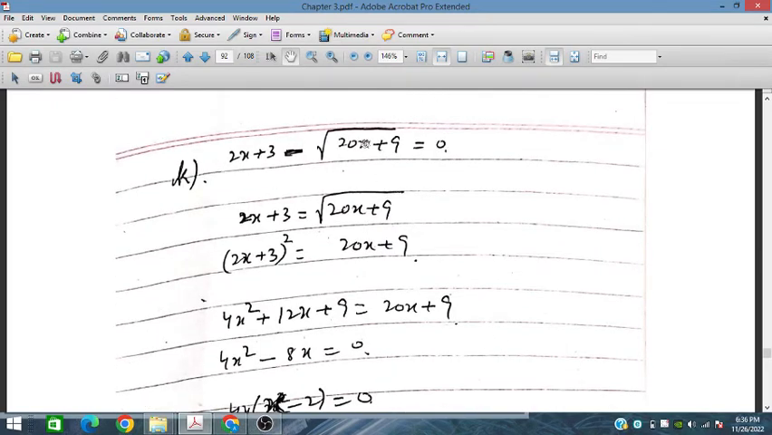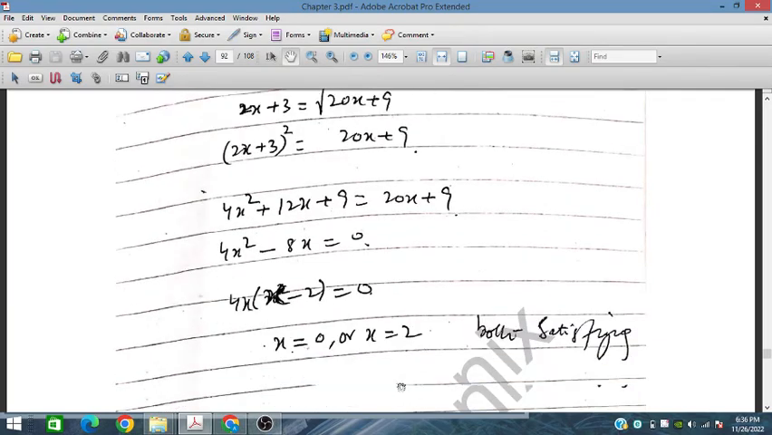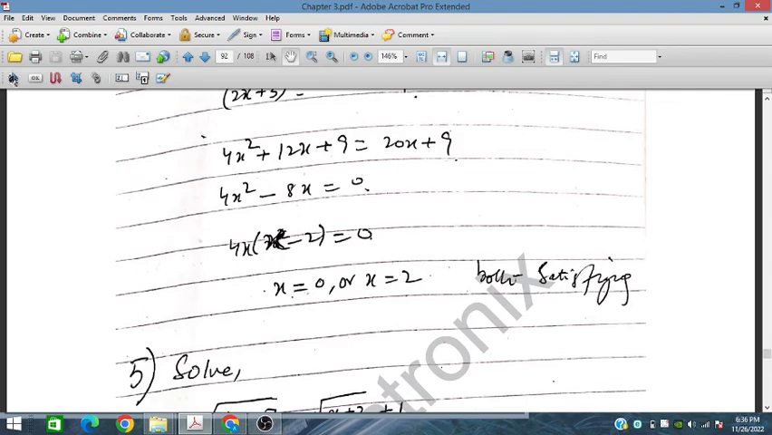0, 0, so 3 minus 3 is 0, so satisfying. 0 is satisfying, and now 2 is there. 2 times 2 plus 3 is 7, 2 here. 40 plus 9 is 49, root is 7, okay, right, both satisfying. So x is equal to 0 and 2, both are the solution.